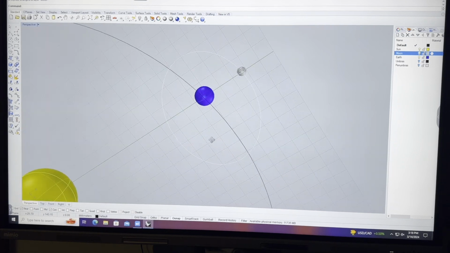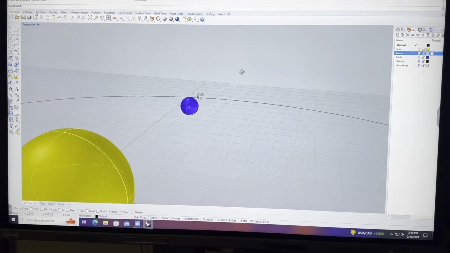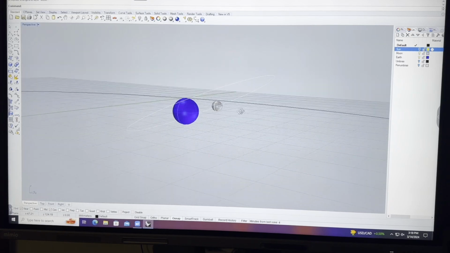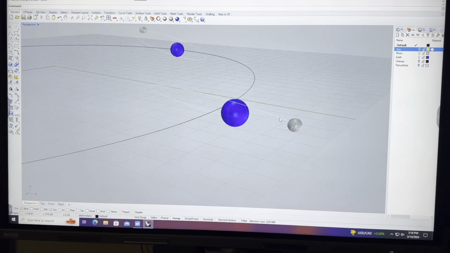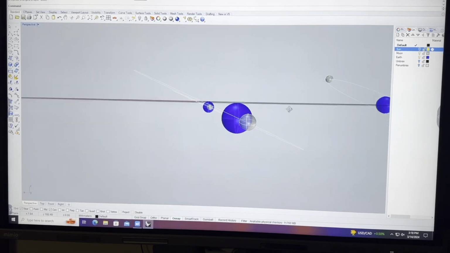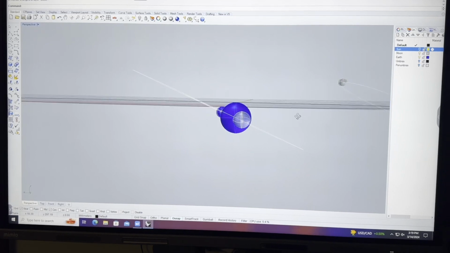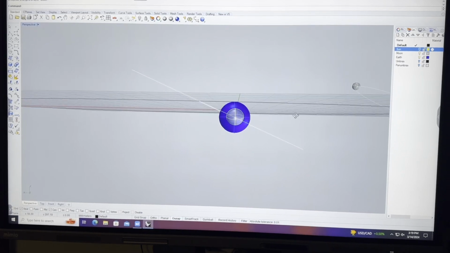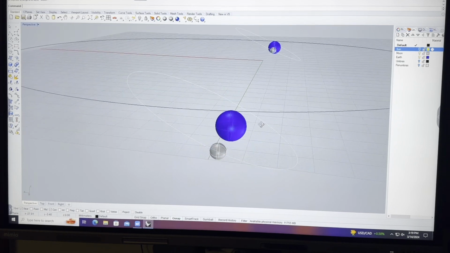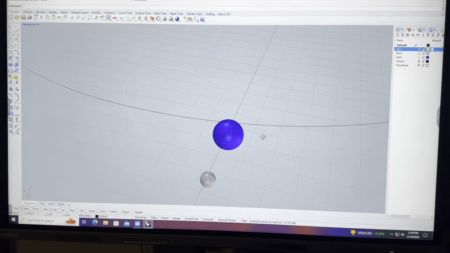Now if I rotate this sideways, you'll see, I'm going to turn off the sun, that the orbit of the moon is tilted. Okay, it is tilted at a 5-degree angle. Now again, this is not to scale, and it's not even the correct angle, but it is kind of a rough representation of what's going on.